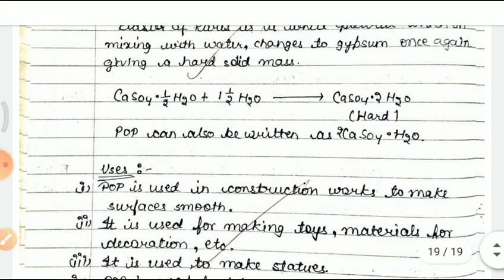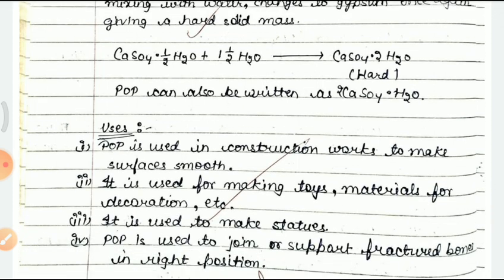What can be its uses? POP is used in construction work. This is in order to make the surface smooth. POP किस में काम में आता है? कंस्ट्रक्शन वर्क में काम आता है, ताकि सरफेस को स्मूथ बना सके, राइट.